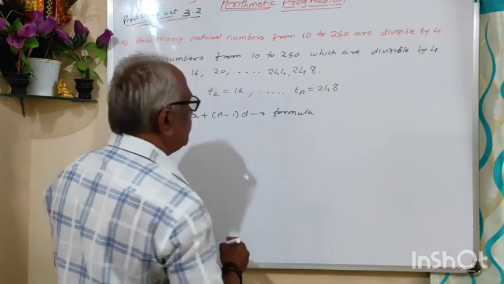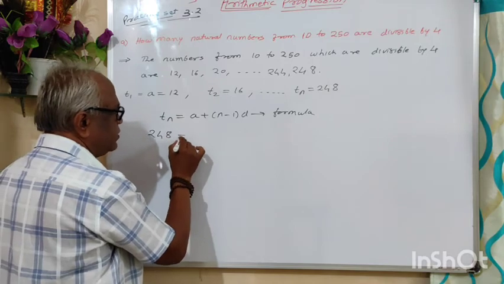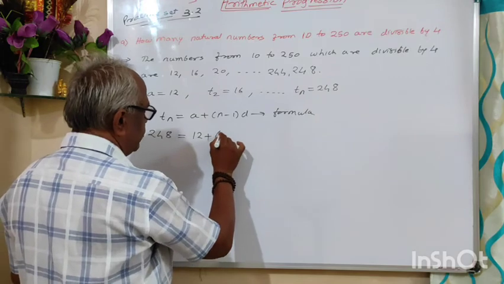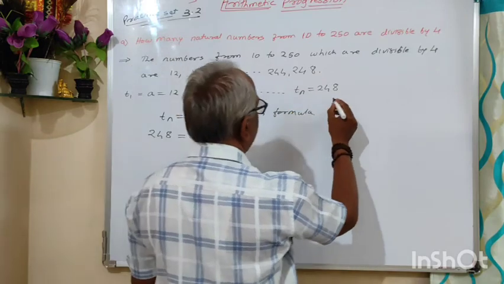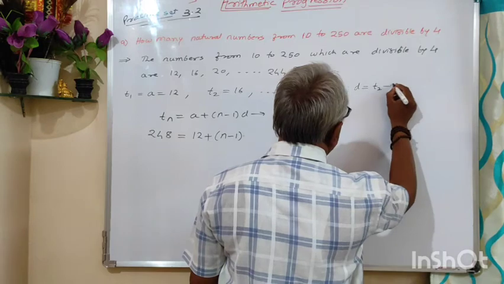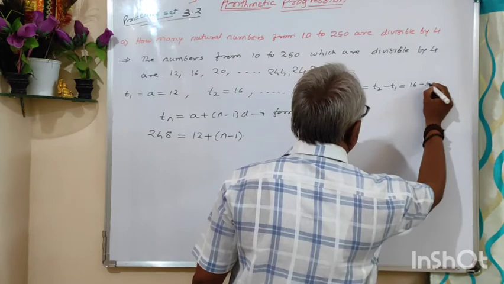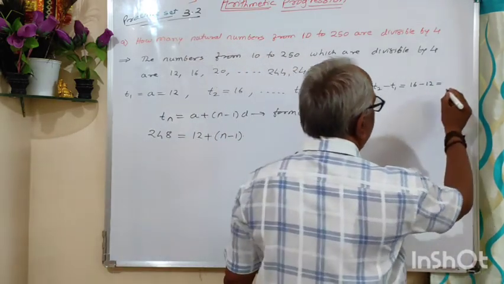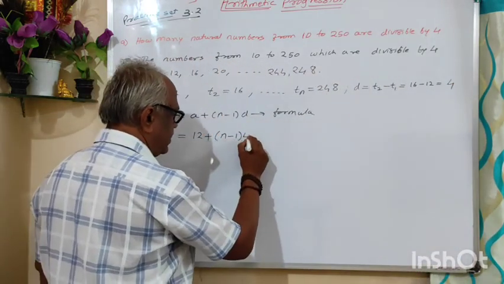In this formula we are going to put in the values. Tn, that is 248, is equal to A, which is given as 12, plus n minus 1 into D, where n we are going to find. D we have to calculate. Here I will write it: D is equal to T2 minus T1. T2 is 16 minus T1 is 12, which is 4. D is equal to 4.